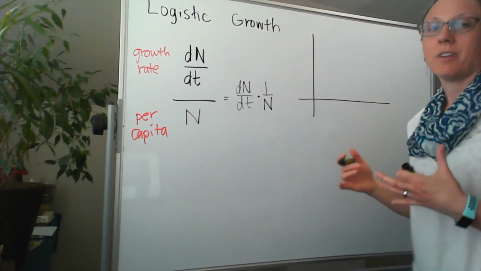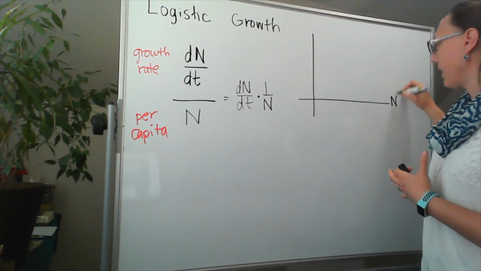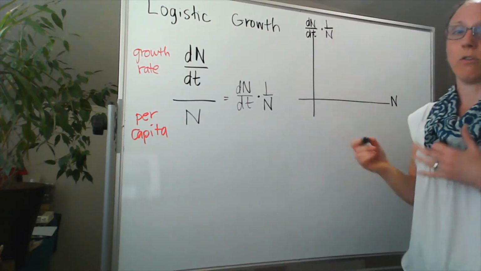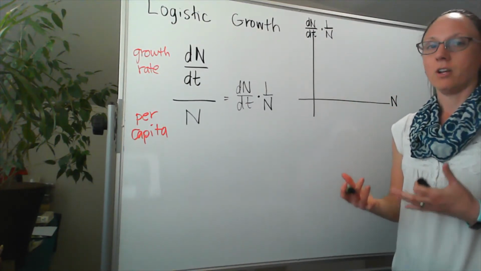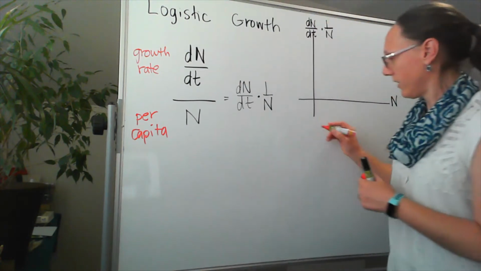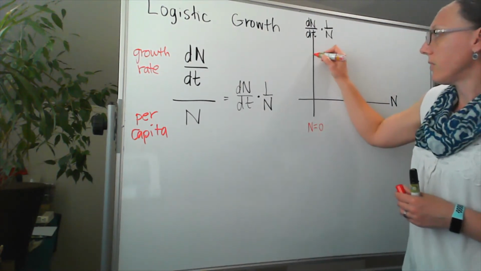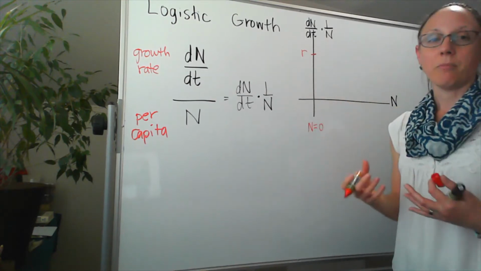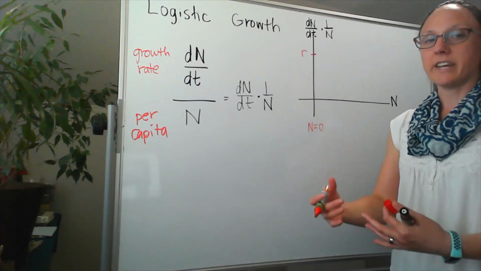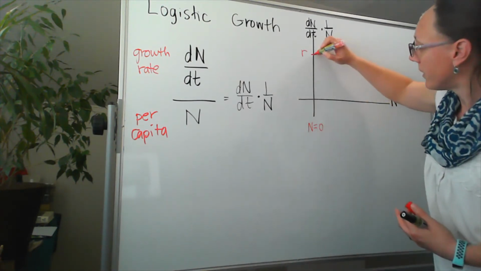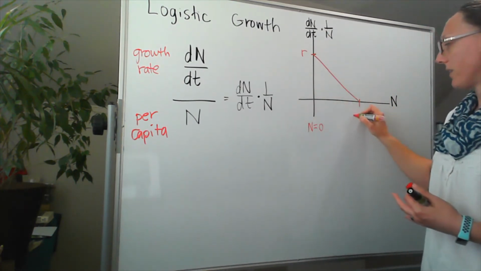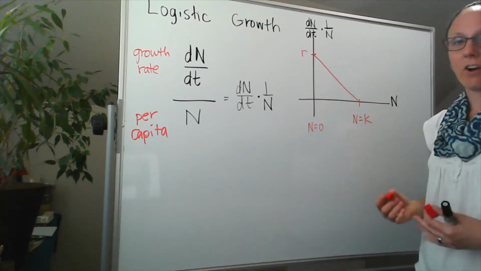So if I think about my axes here as being N and our per capita growth rate, or dN/dt times 1 over N, then what the logistic growth model suggests is that when N equals 0, the growth rate would be some fixed value of r. But that per capita growth rate would decrease linearly to have a growth rate of 0 when the population had reached K, or a carrying capacity.